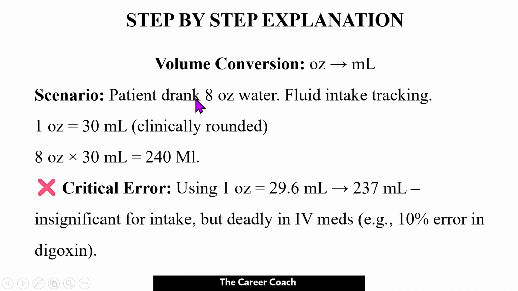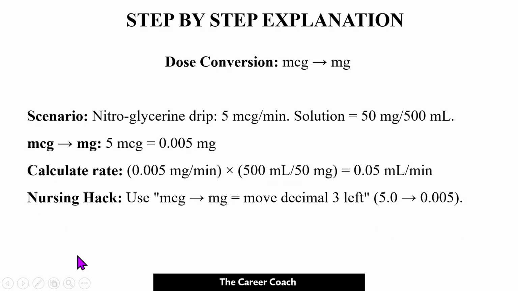The next one is volume conversion, ounce to mL. Scenario: patient drank 8 ounces of water. Fluid intake tracking. 1 ounce is equal to 30 mL. This is clinically rounded. 8 ounces times 30 mL will give us 240 mL. If we use 1 ounce as 29.6 mL, this could make us give 237 mL instead. You may say this is insignificant for intake, but this is deadly in IV medication. Example: 10% error in digoxin.